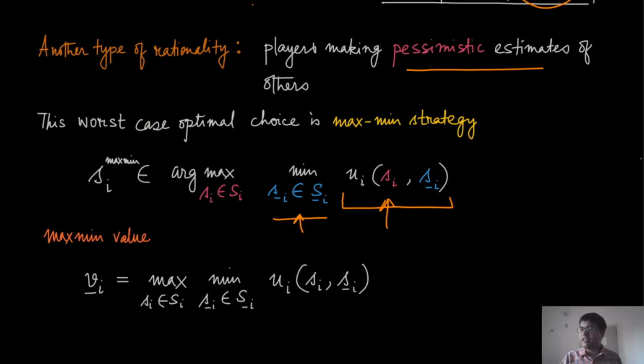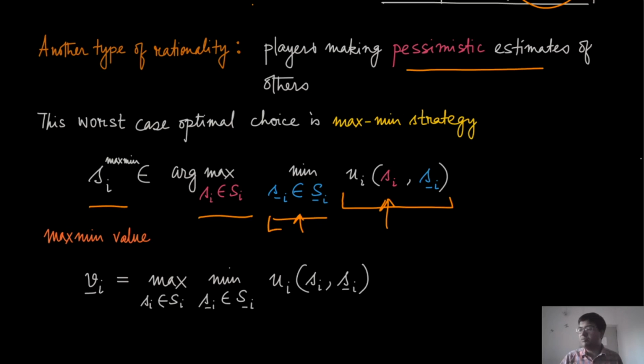Now this player, if he is looking towards that pessimistic estimate of the other players, should maximize that worst case scenario. Therefore it takes the maximum over s_i. Whichever has the maximum over all those minima, it is going to pick that strategy. So we define the argument that maximizes that minimum over all the s_minus_i as s_i maxmin. This is the Maxmin strategy for player i.